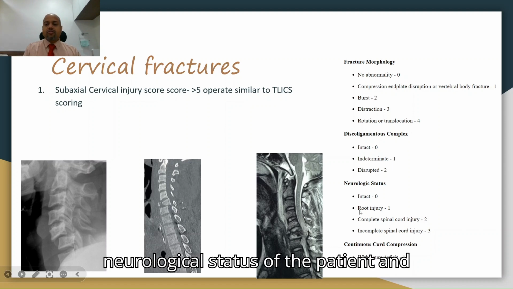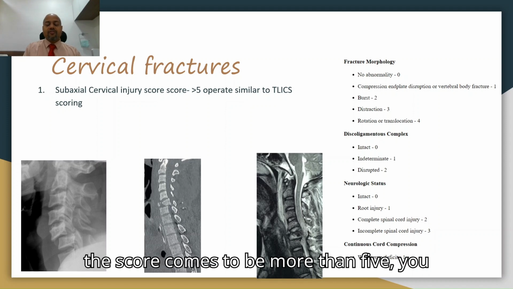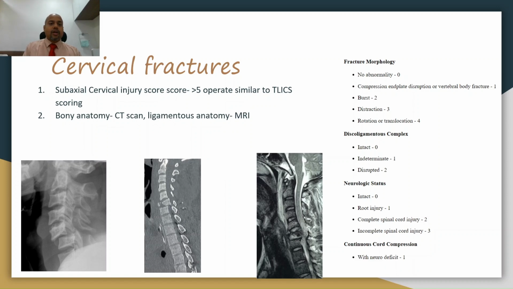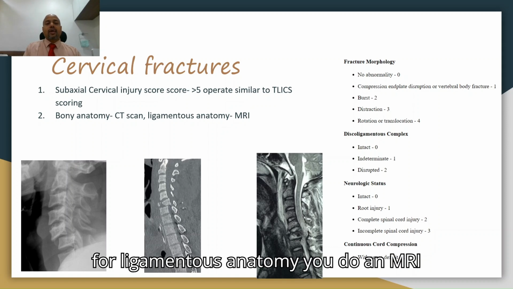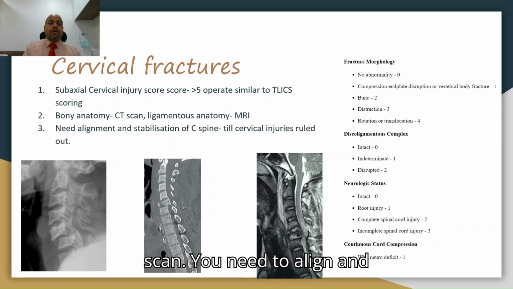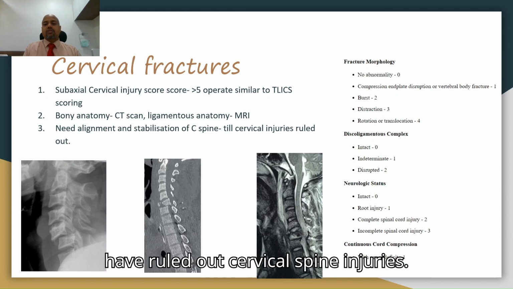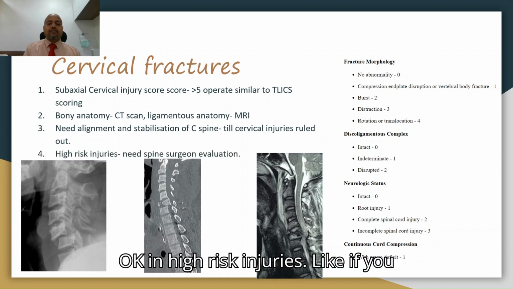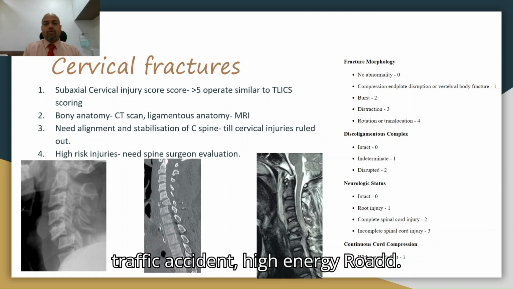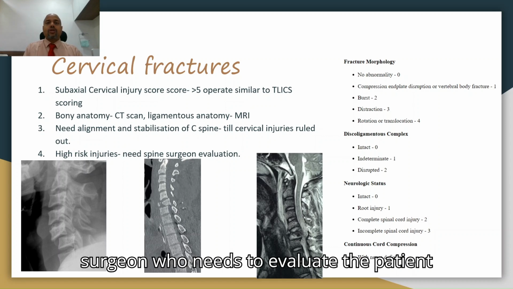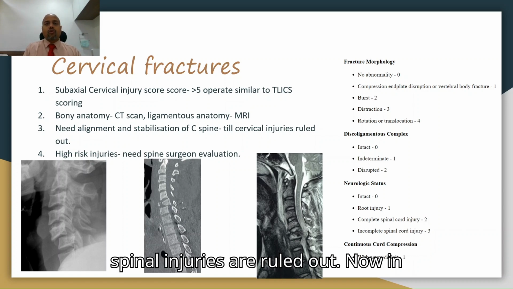Now this subaxial cervical injury severity score is dependent on the fracture morphology, the discoligamentous complex, the neurological status of the patient, and continuous cord compression. So if the score comes to be more than 5, you generally need to operate on these patients. For bony anatomy you do a CT scan, and for ligamentous anatomy you do an MRI scan. You need to align and stabilize the cervical spine till you have ruled out cervical spine injuries. In high risk injuries, like a high energy road traffic accident, you need a spine surgeon to evaluate the patient before the cervical injuries and other spinal injuries are ruled out.